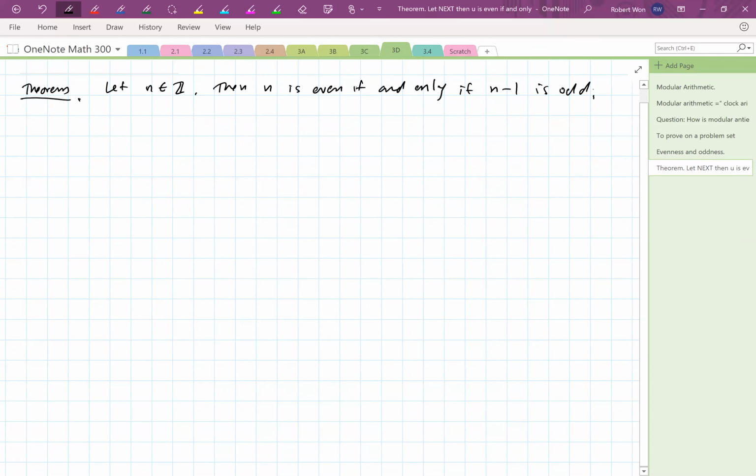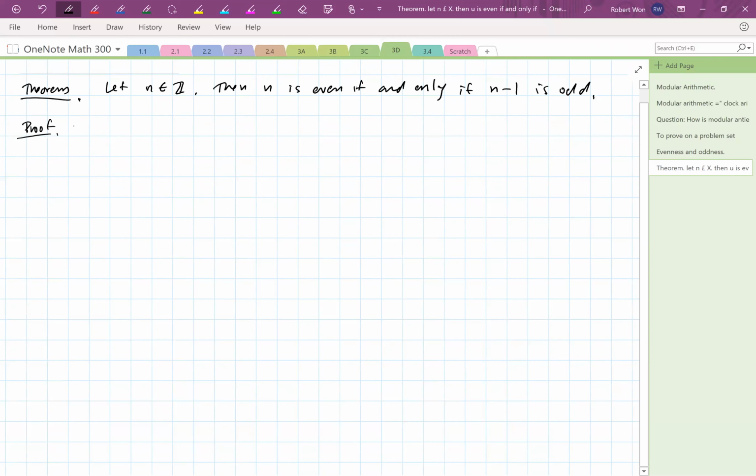Okay, so how am I going to use this lemma? I'm going to use this lemma to prove the following theorem: let n be an integer. Then n is even if and only if n minus 1 is odd. Okay, so this is almost getting at every integer is even or odd, but not both, which will be the next result that we'll prove. This is what we're trying to prove. But for now, what we're going to prove is n is even if and only if n minus 1 is odd.